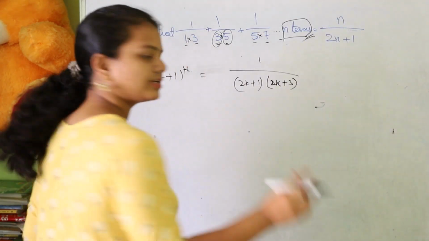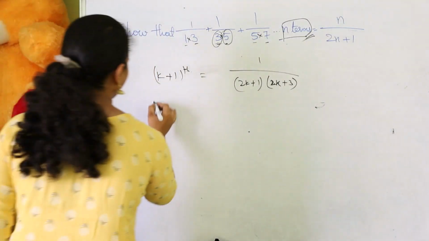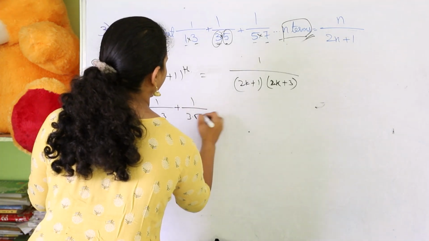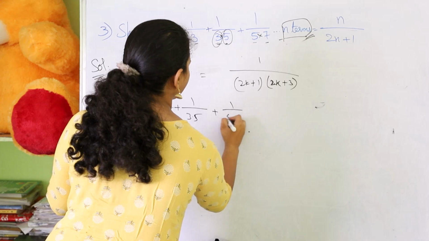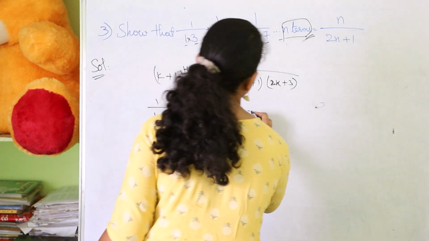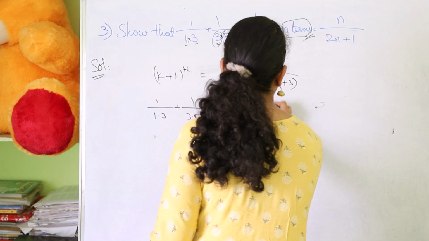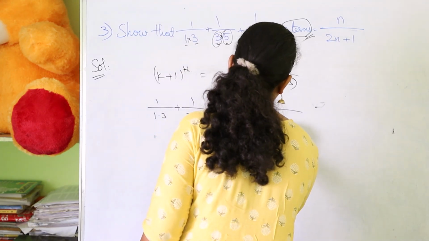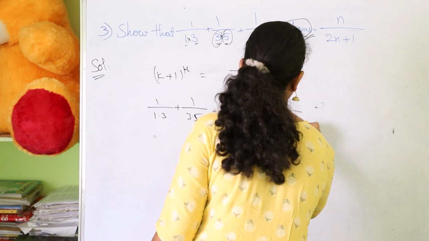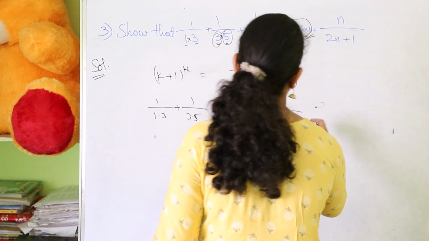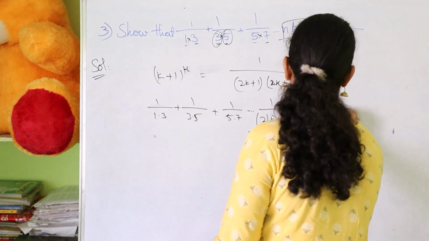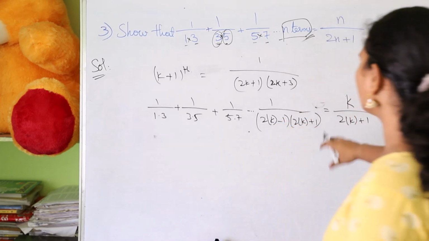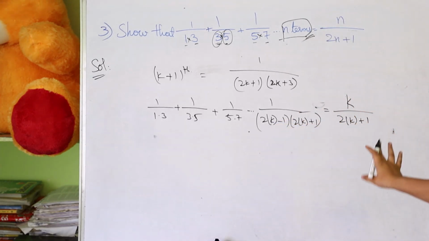Now as I have said, the first equation is 1 by 1 into 3 plus 1 by 3 into 5 plus 1 by 5 into 7, and this goes till n terms. The nth term is 1 by 2k minus 1 into 2k plus 1. This is the one that we got previously, and it is equal to k by 2 into k plus 1. This is the first equation that we got.